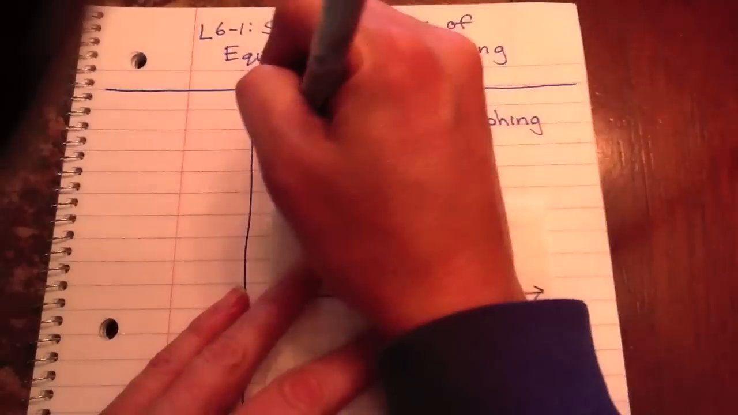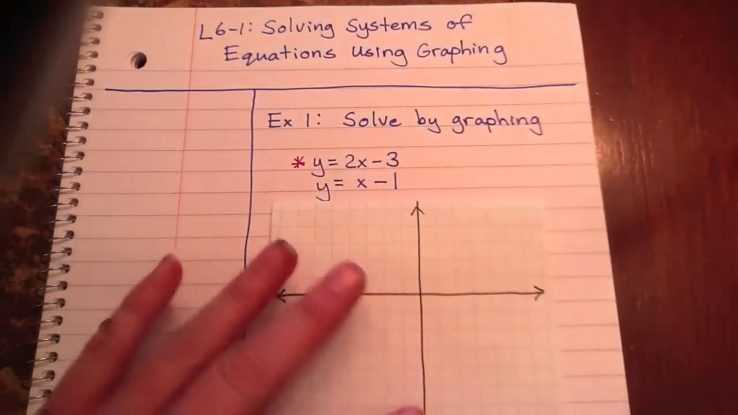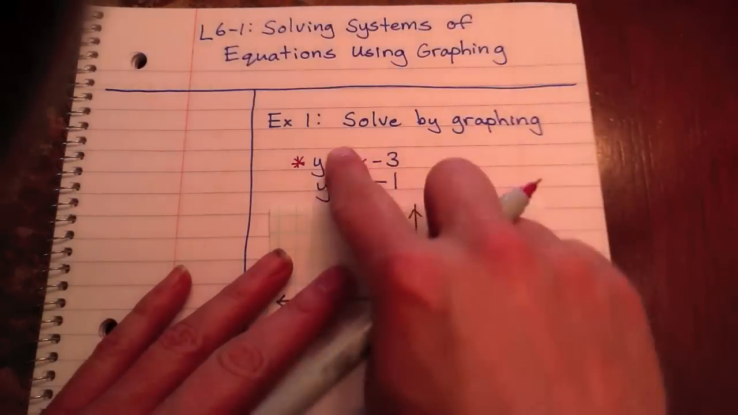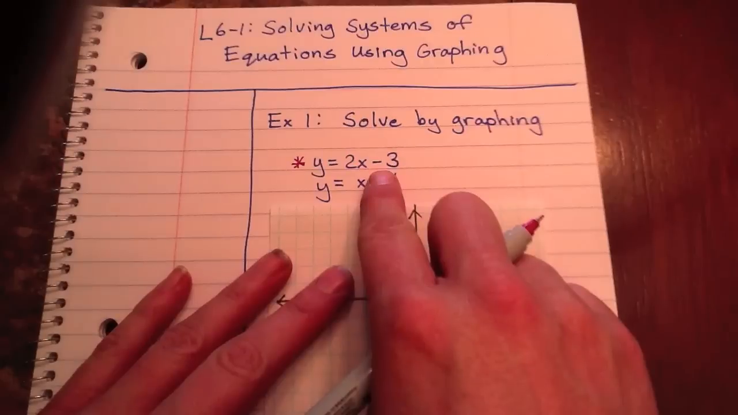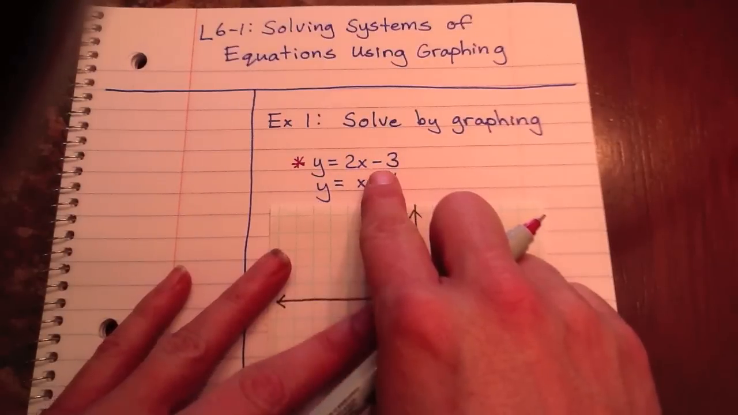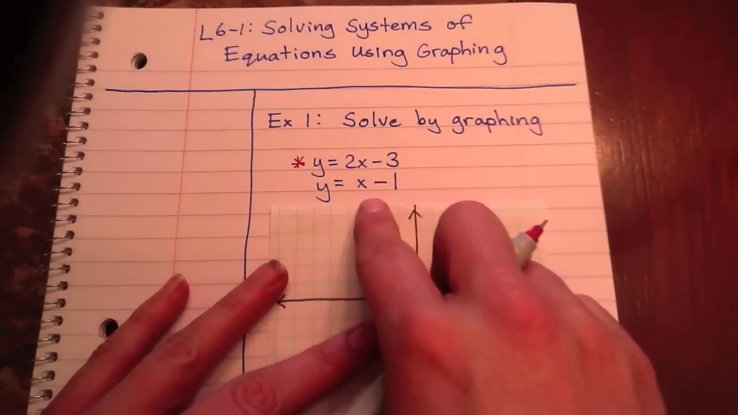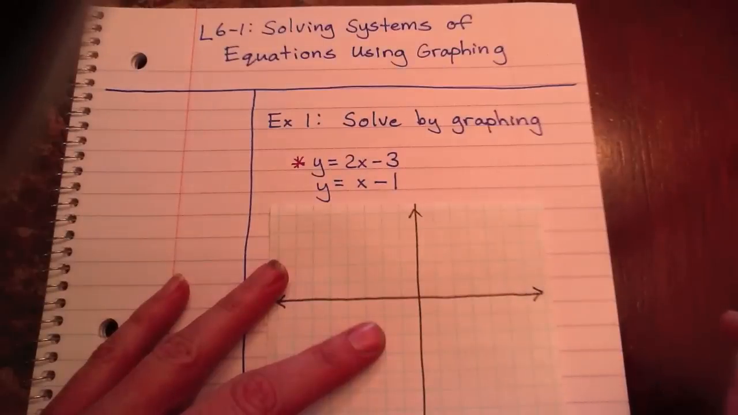Let's graph the first one. I'm going to graph it as a pink line so you can see the difference between the 2. Hopefully you notice this is in slope-intercept form. If you want to hit pause and graph it on your own for practice, you can, and then hit play to make sure you did it correctly.